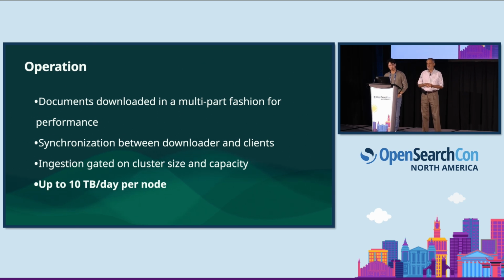So yeah, this summarizes the operation. Essentially we are downloading the documents in a multi-part fashion, with a large number of concurrent threads for performance. And as the process proceeds, there is an orchestration between the downloader and the clients. If the downloader is fast enough, it is halted so that the clients can catch up, and vice versa. If the clients are faster, the downloader will be halted.